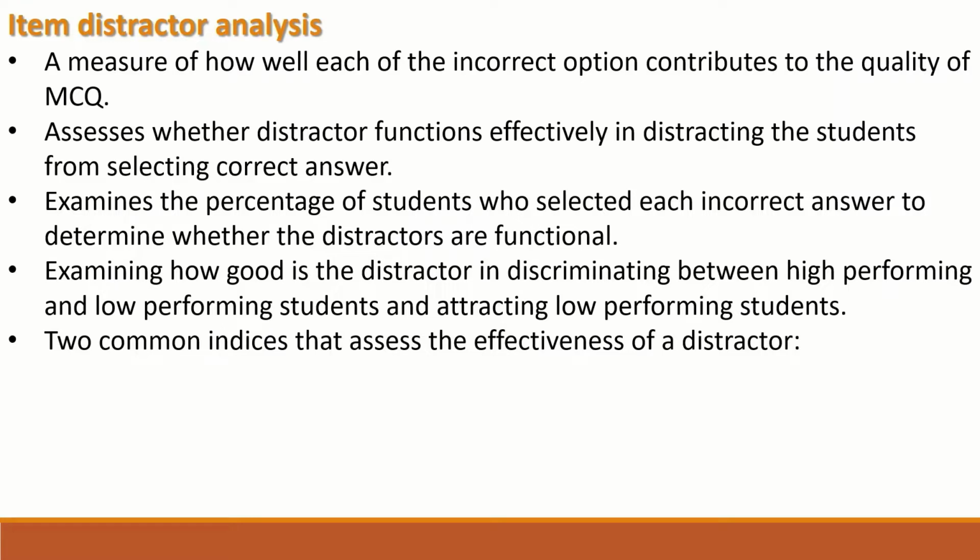The 2 most frequently used indices that assess the effectiveness of a distractor are the proportion value or percentage value, as it is similar to the difficulty value, and the item discrimination, which is used to determine whether the distractor can discriminate between high-performing and low-performing students. The analysis is based on the Kelley's equation method.